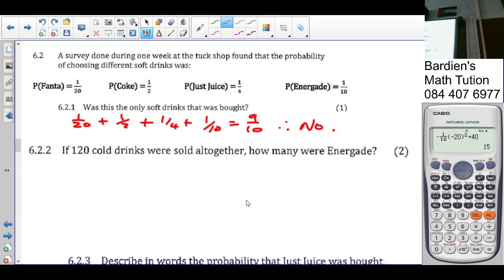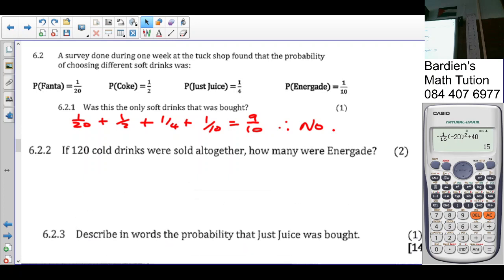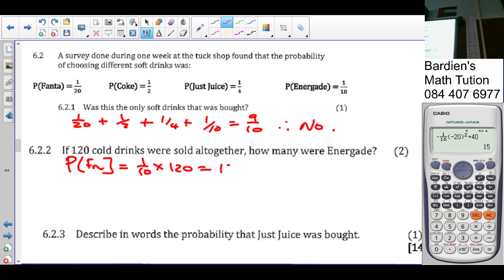Do you have to do the calculation when you just say no? Just say no, unless the question says with explanation or give reason. Then the reason would be that it does not add up to 1. But yes, that's a fair question you should be asking. If 120 cool drinks were sold altogether, how many Energides were sold? The Energide is going to be 1 over 10 times 120, which is 12.